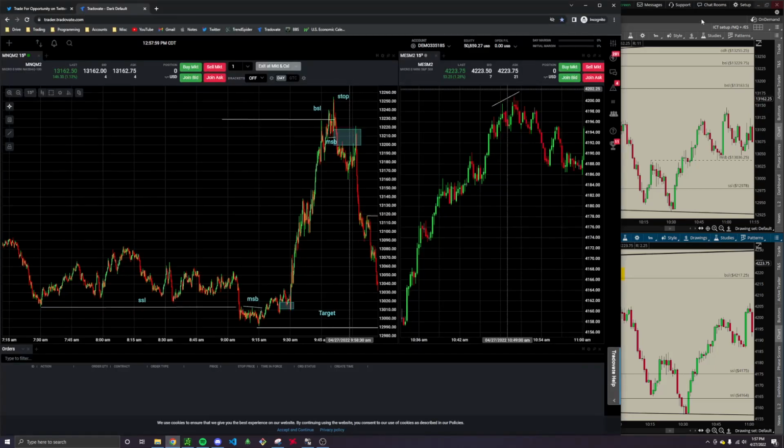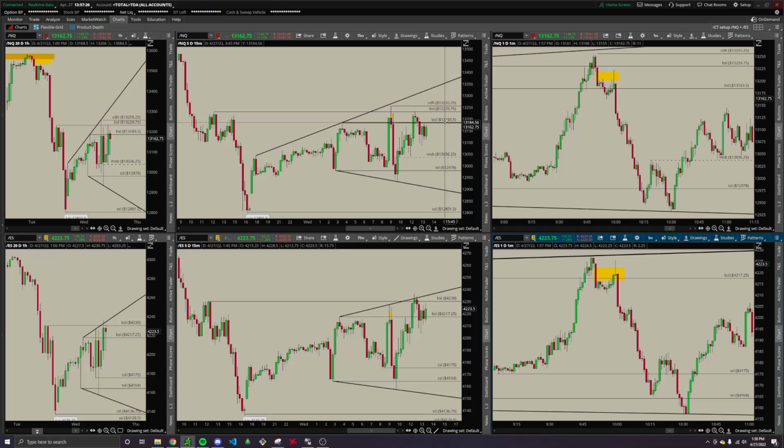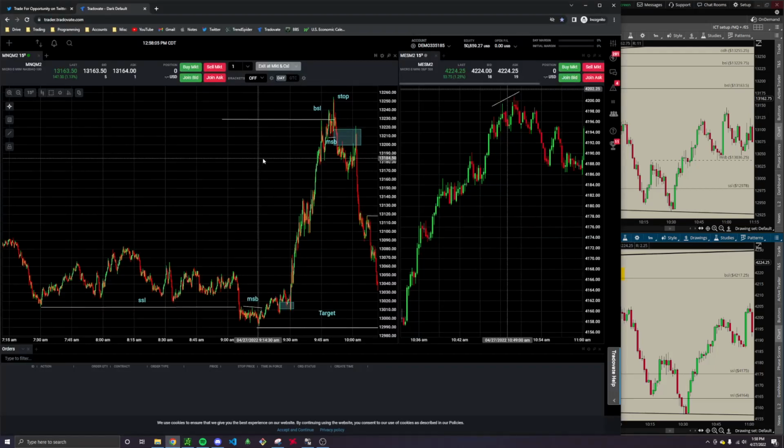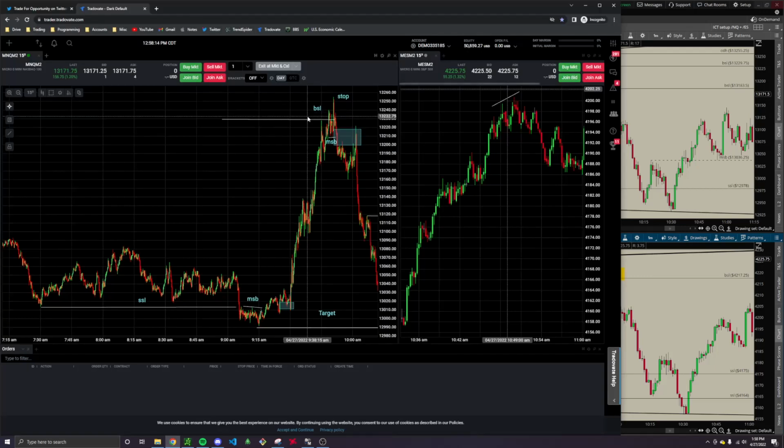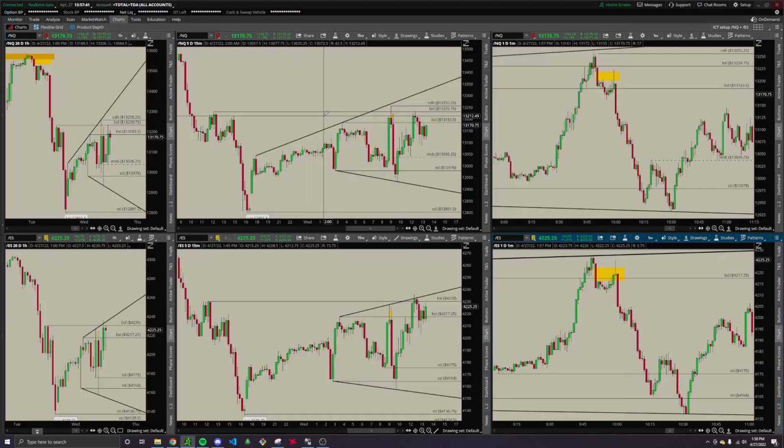13,183. Oh wait, now we passed that. 13,183 is right around here. And these highs that I annotated here were from, it looks like, yesterday. So 13,229. So that was one level to look for.